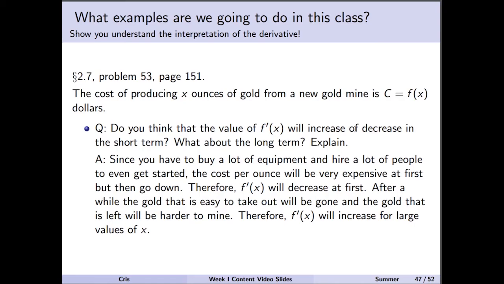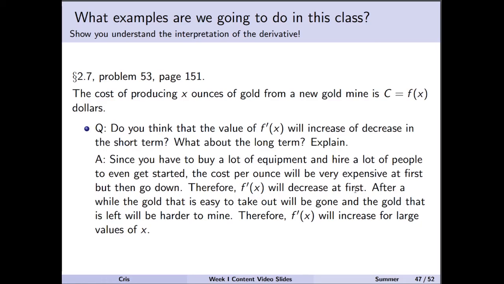Explain. Okay, so again, this problem is not asking us to compute anything. It's asking us to explain and show we understand the interpretation of the derivative. So let's just go ahead and do this. It's okay to be long-winded. In the beginning, you have to buy a lot of equipment and hire a lot of people. There's a lot of fixed costs. So the first few ounces of gold you mine are going to be very expensive per ounce. But then as you mine more ounces of gold, that average cost, or that rate of change, is going to go down. Therefore, f prime of x, which is the rate of change of cost with respect to ounces produced, will decrease at first.